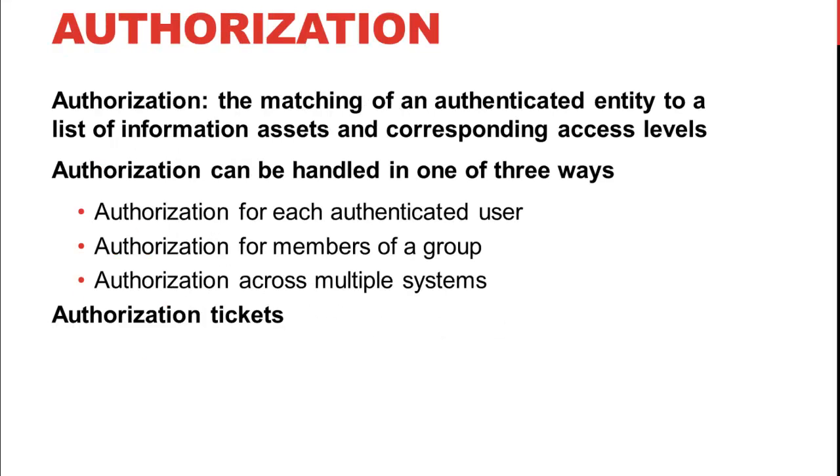Authorization is the matching of the authenticated entity to a list of information assets and corresponding access levels. So, for instance, in that example that I gave you, an individual who was hired to work in the accounting department, their level of authorization is matched to a list of those things that they are allowed to have access to, whether it's file shares, particular documents, maybe a printer, maybe a server, and so forth and so on. And it's usually based upon each authenticated user, their participation in a particular group, and then that group's level of access across multiple systems.